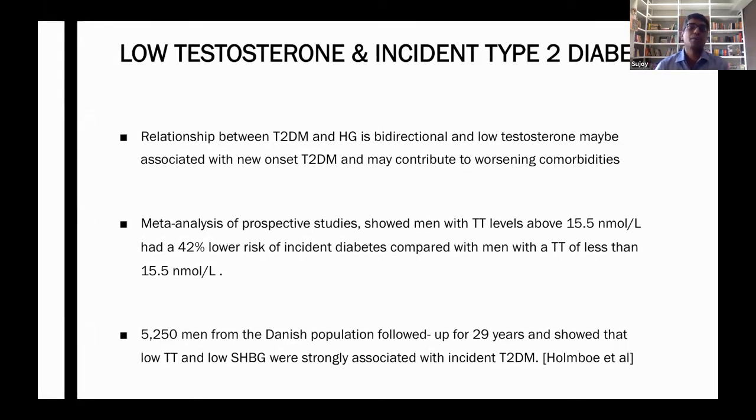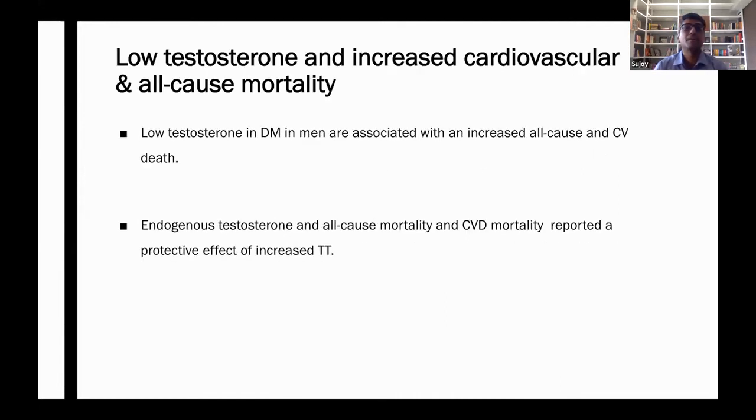There was this meta-analysis which looked at total testosterone levels, and found that those who had total testosterone above 15.5 nanomoles per liter had a 42% lower risk of having diabetes as compared to those with levels lower than 15.5. And if you look at this particular Danish study that I've just quoted here, those who had low testosterone and low SHBG were strongly associated with the possibility of having type 2 diabetes.